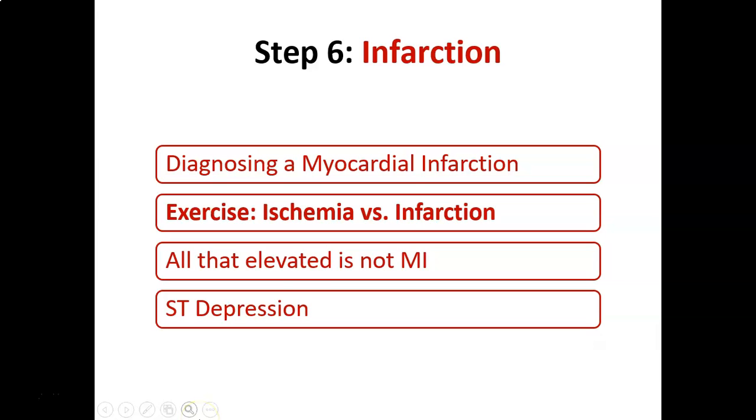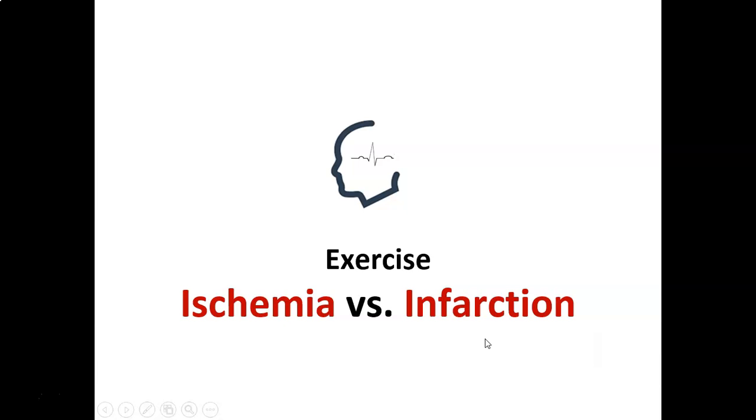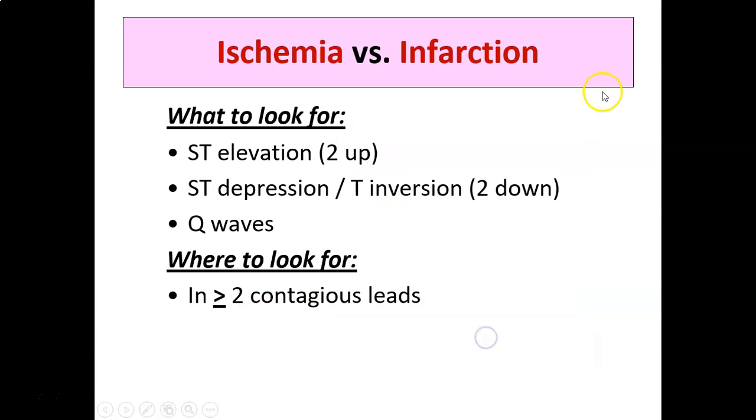Now, this is the time to go through a small exercise, and this is about ischemia versus infarction. So I'm going to show you a few ECGs, and you have to answer 2 questions: what to look for and where to look for. What to look for means you have to look for ST segment elevation, at least in 2 anatomically related leads, and ST segment depression or T wave inversion in 2 anatomically related leads, and you may also find Q waves. And where to look for: in 2 or more anatomically related leads.